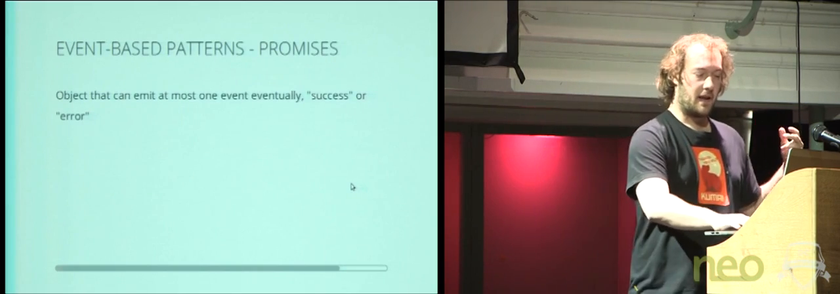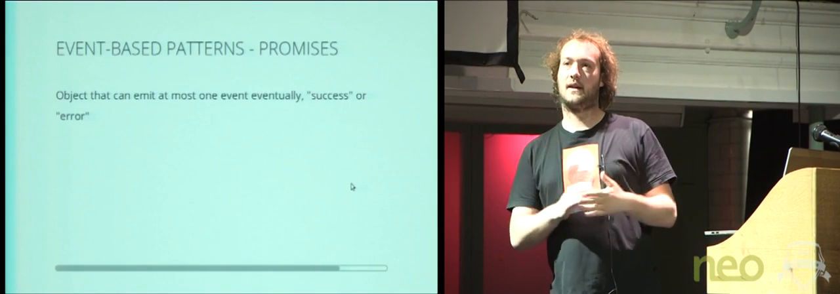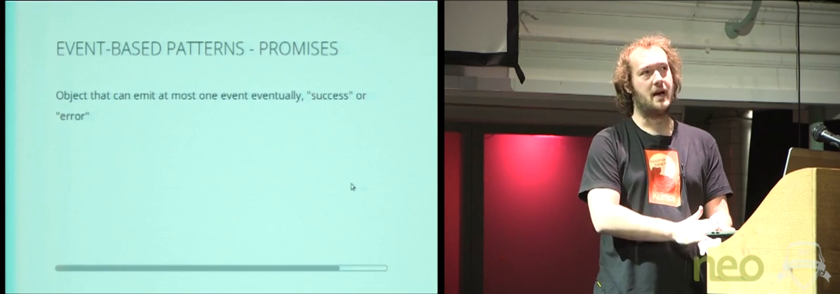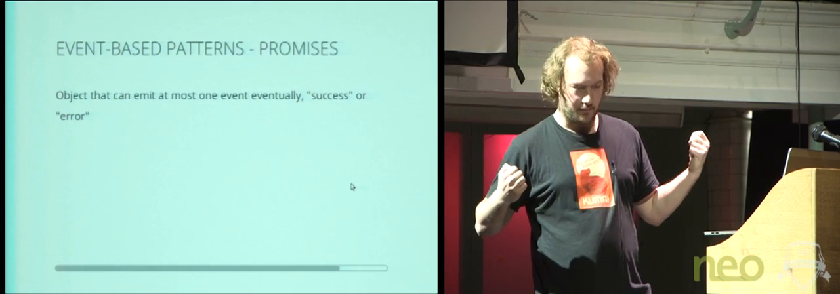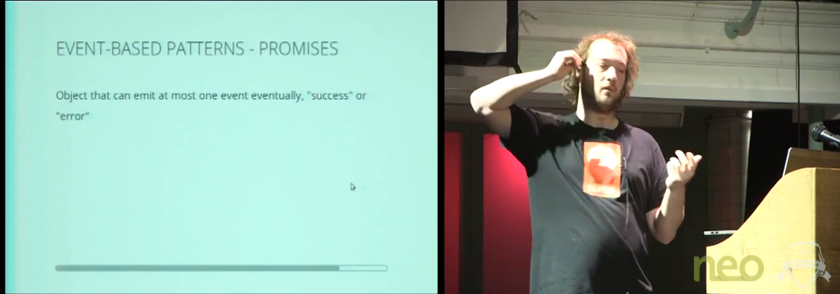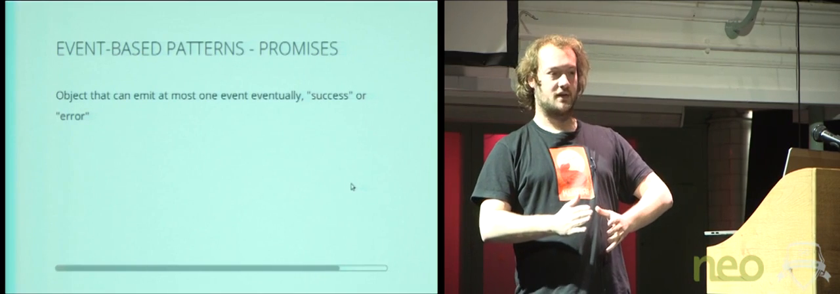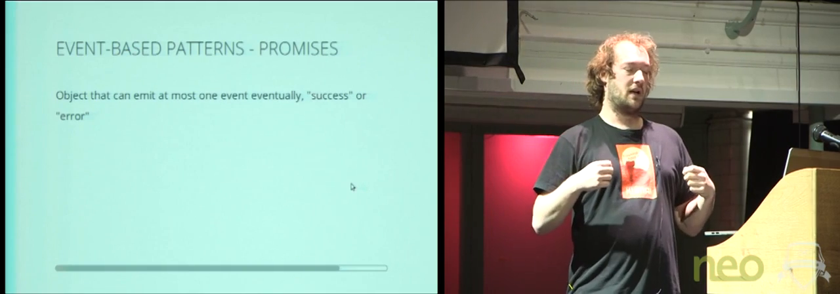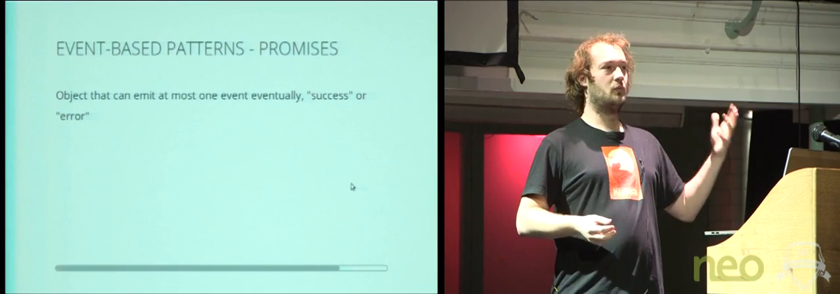Okay, and once you've realized that events are part of your API, you start noticing patterns, and there is this one which, let's call it promises. When you have an object that's going to eventually fire a success or an error event, and at most only one of them, we're seeing this pattern everywhere.